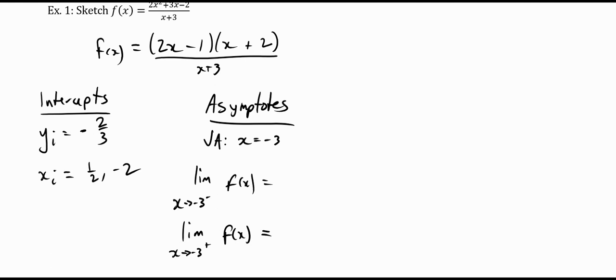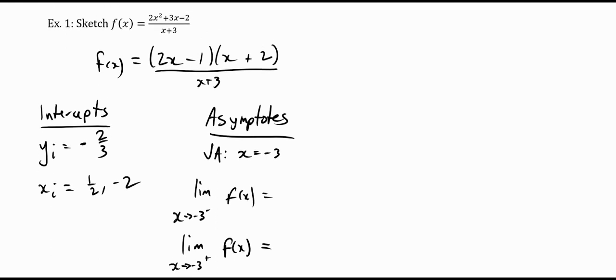So I'll put in a number just to the left of -3, like -3.1. And I think I'm going to use this. So the bottom is going to be negative because it's -3.1 plus 3. And this is negative and this is negative. So 3 negatives. So this is trending to negative infinity. And then when I put in like -2.9, I get 2 negatives on top, but the bottom is positive. So this one looks like it's trending to positive infinity.